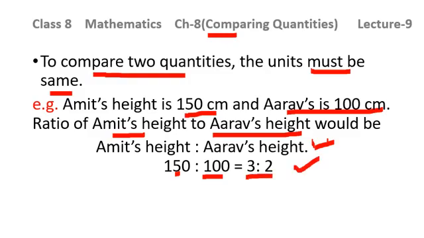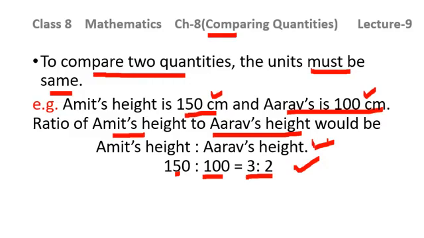Here in this example, the unit of both is the same. Amit's height is given to you in centimeter, and Arav's height is given to you in centimeter. So we need not convert any of these into any other unit. The same units were there, so we can easily compare. If units are not the same, then you need to make the units the same.